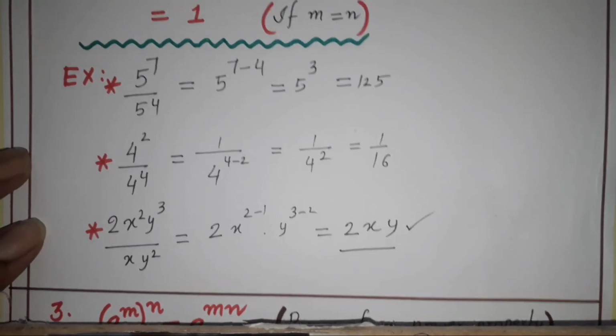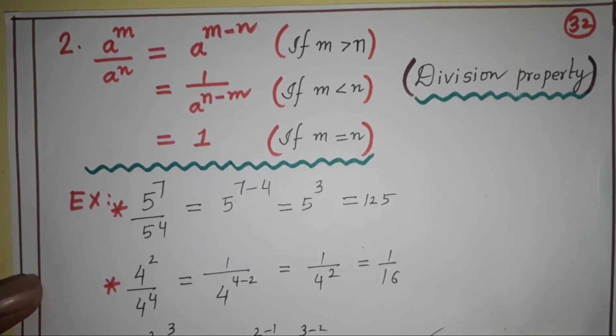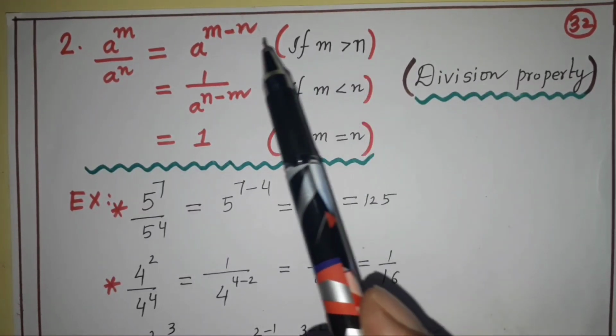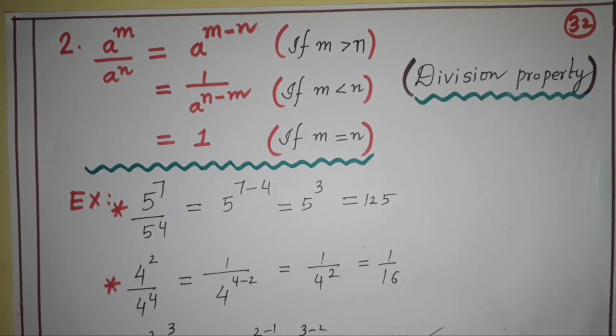So children, once you understand, if the bases are equal in division, we subtract the powers. If m is greater than n, a to the power of m minus n, that means upper one minus lower one. If m is less than n, we write 1 by a to the power of n minus m.